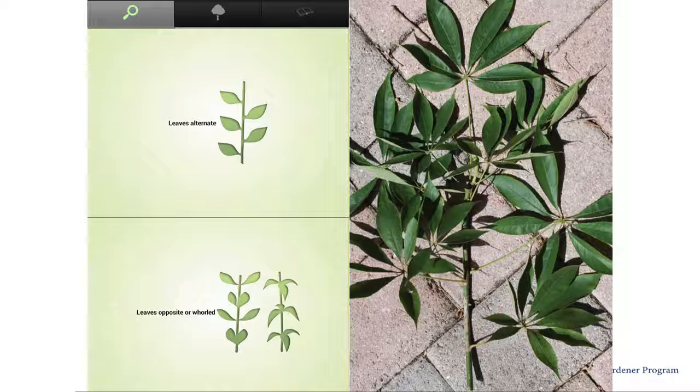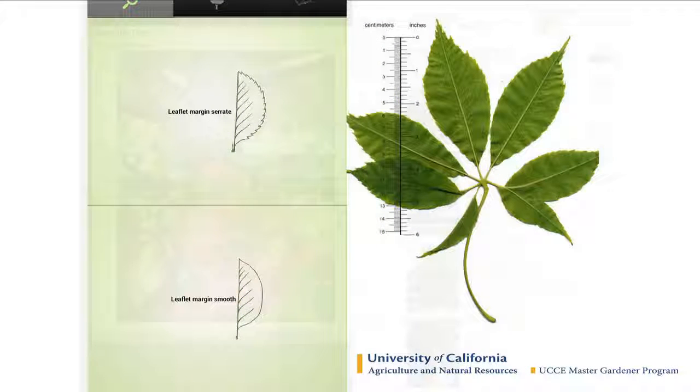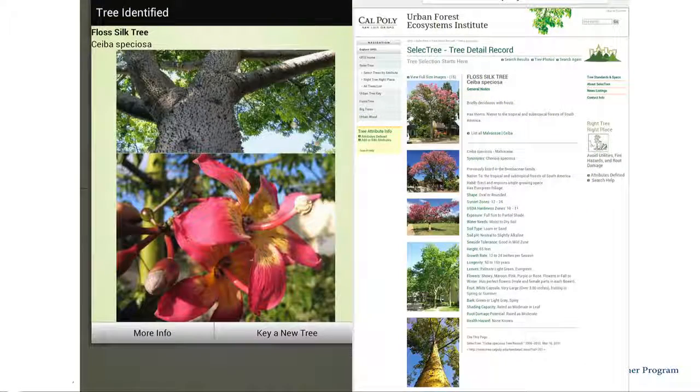per node. And here they really could have said one leaf attached at a time, 2 or more leaves attached at a time. They didn't have the space considerations as a flow chart, so if I ran the world. Okay, leaf margin. Serrate or smooth? Serrate. And the other word for smooth is? Entire. And so that takes us to the floss silk tree, which is a gorgeous tree.